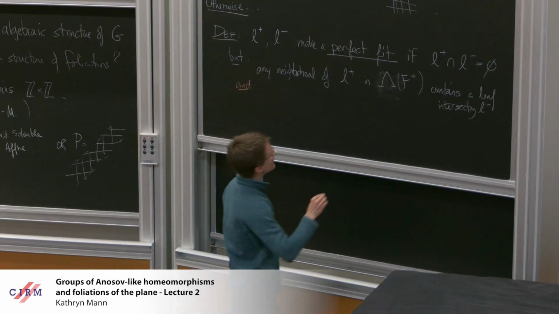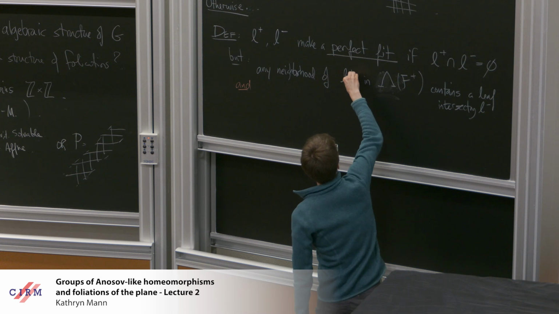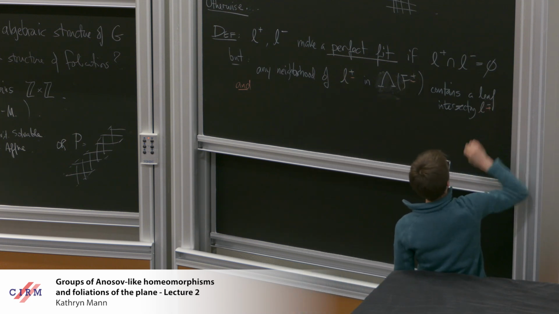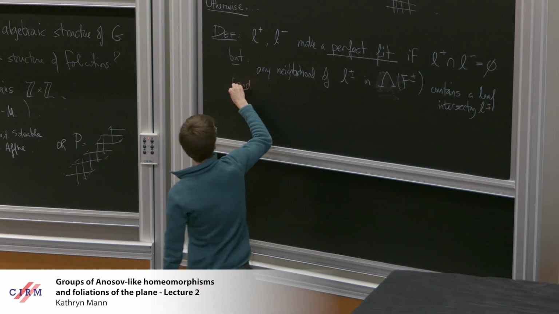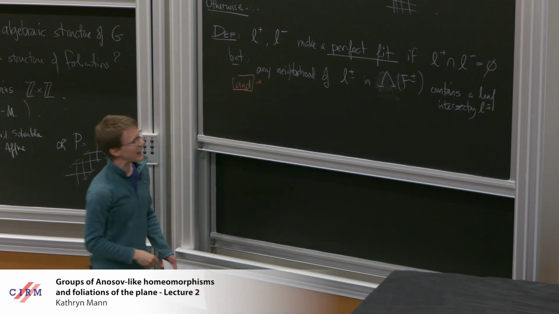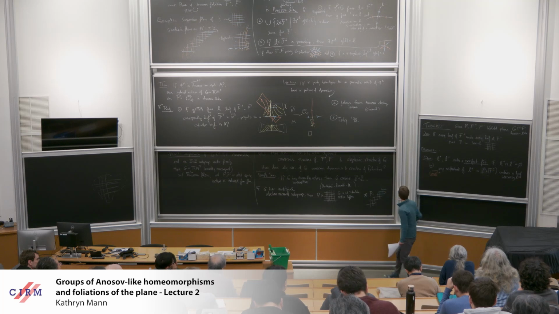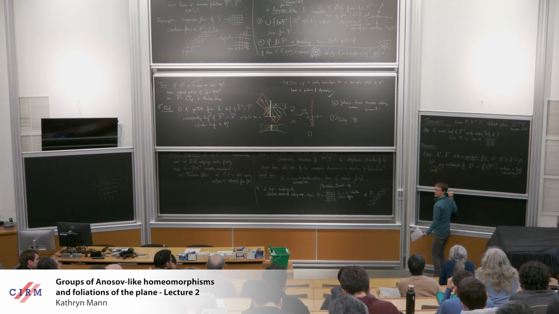And any neighborhood of L minus in its leaf space contains a leaf intersecting L plus. You don't get the "and" for free. You do get it if you have an Anosov-like action, but not for free with work.